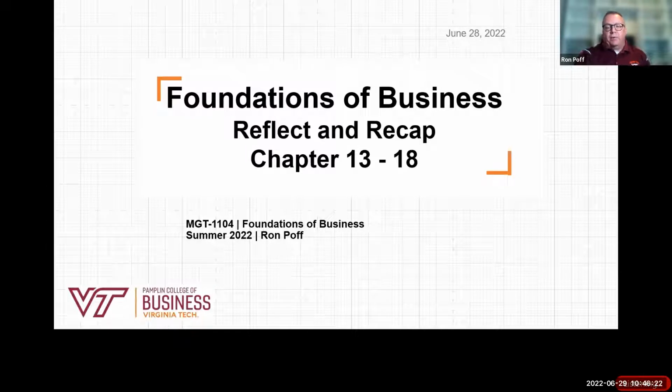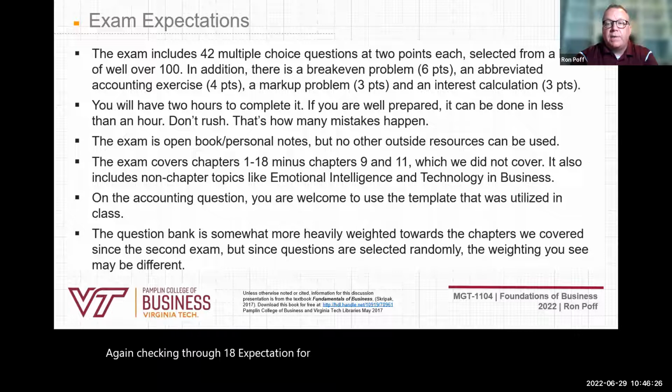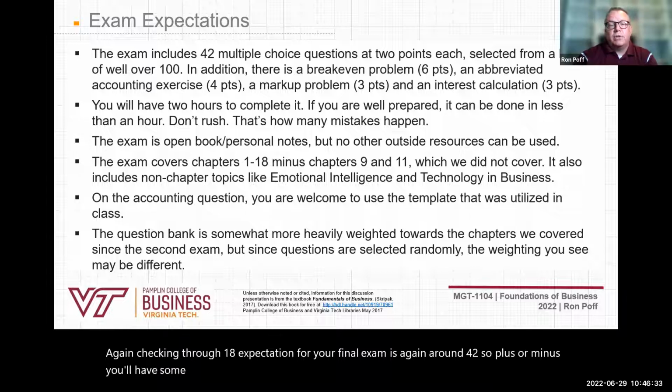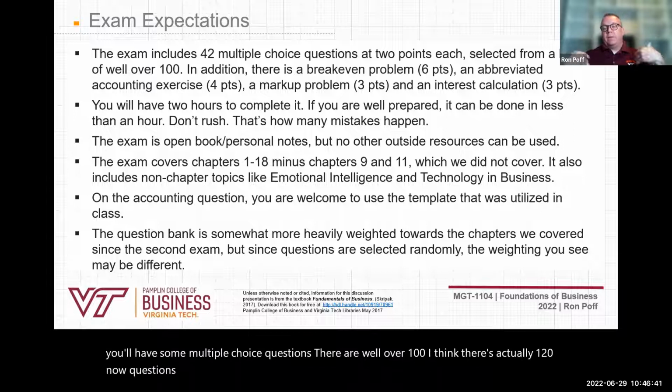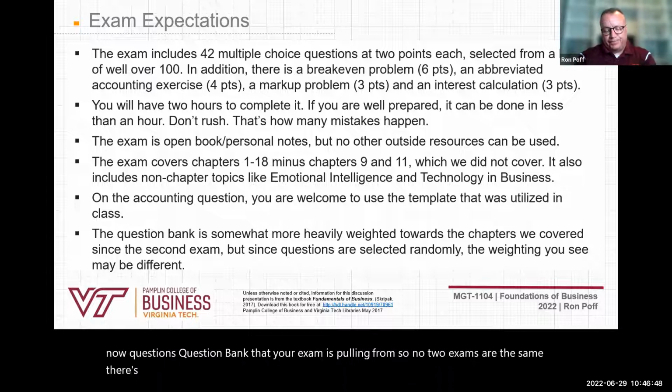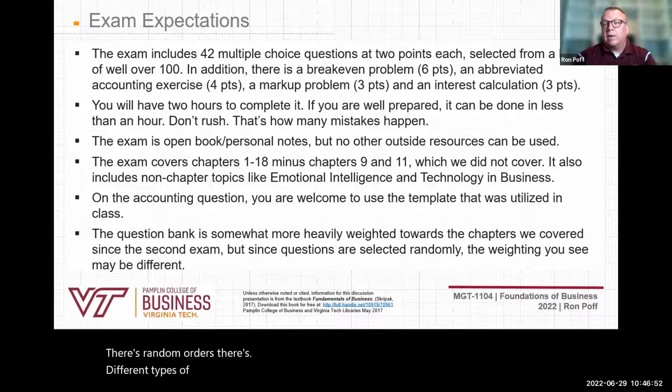Again, chapters 13 through 18. Expectation for your final exam is again around 42, so plus or minus. You'll have some multiple choice questions. There are well over 100, I think there's actually 120 now, questions in the question bank that your exam is pulling from. So no two exams are the same. There are random orders and different types of answer outlines.